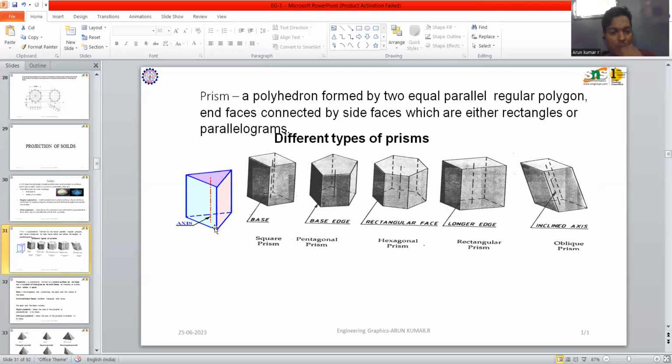The first one is called a triangular prism. The bottom surface and top surface look like a triangle, so the prism is called a triangular prism. Similarly, we have the square prism, pentagonal prism, hexagonal prism, rectangular prism, and oblique prisms. These are all called different types of prisms.